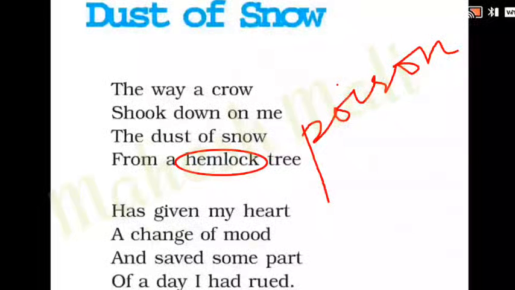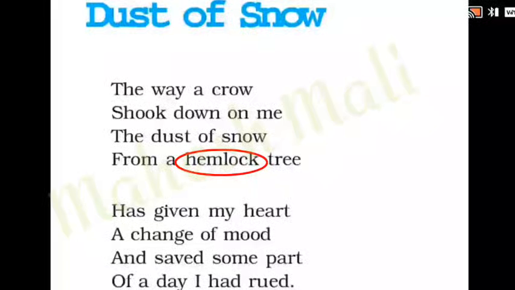Now this is a tree which is found in eastern North America. So the hemlock tree which is given here is also not a significant or positive aspect. So 2 negative things are brought together. One is the crow and the other is the hemlock tree.